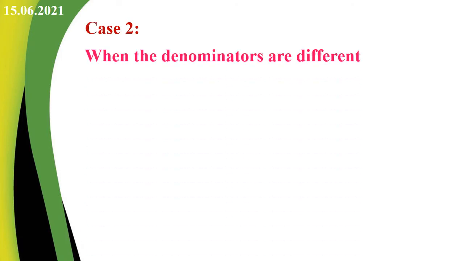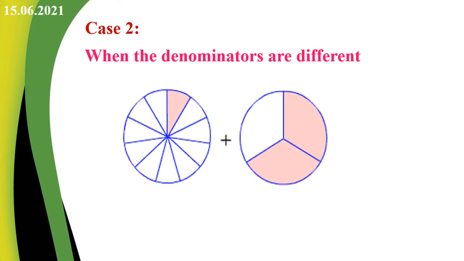See here, case 2. When the denominators are different. Here consider two circles. The first circle is divided into 11 equal parts. Here one part only colored. And the second circle is divided into 3 equal parts. Here 2 parts only colored. So now compare the two pictures. The first picture is divided into 11 equal parts. The second picture is divided into 3 equal parts.